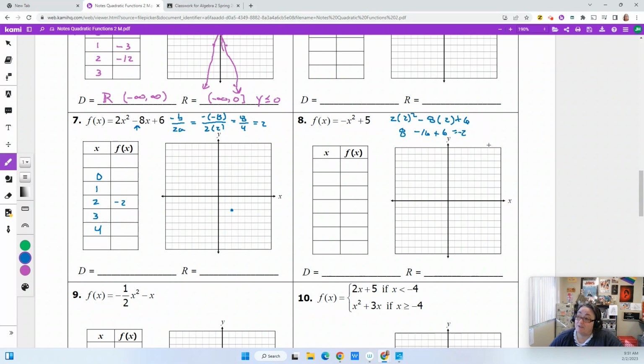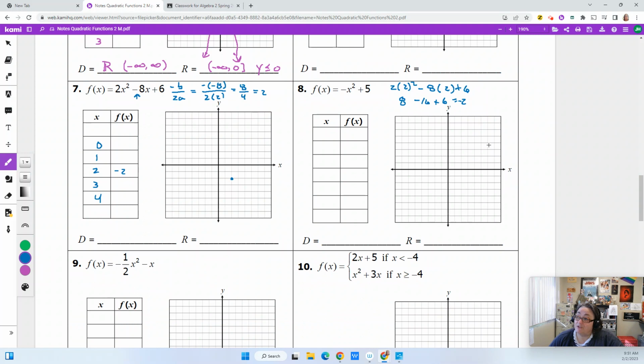Because I know that 1 squared is just 1, and 1 times 2 is 2. Minus 8 times 1 is just minus 8 plus 6, right? And that made my math so much easier. So 2 minus 8 is negative 2. I'm sorry, 2 minus 8 is negative 6, plus 6 is 0.